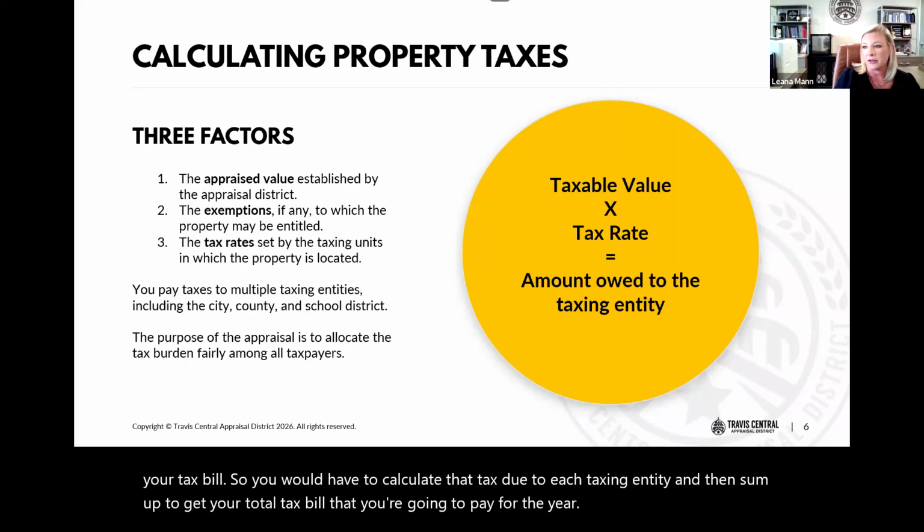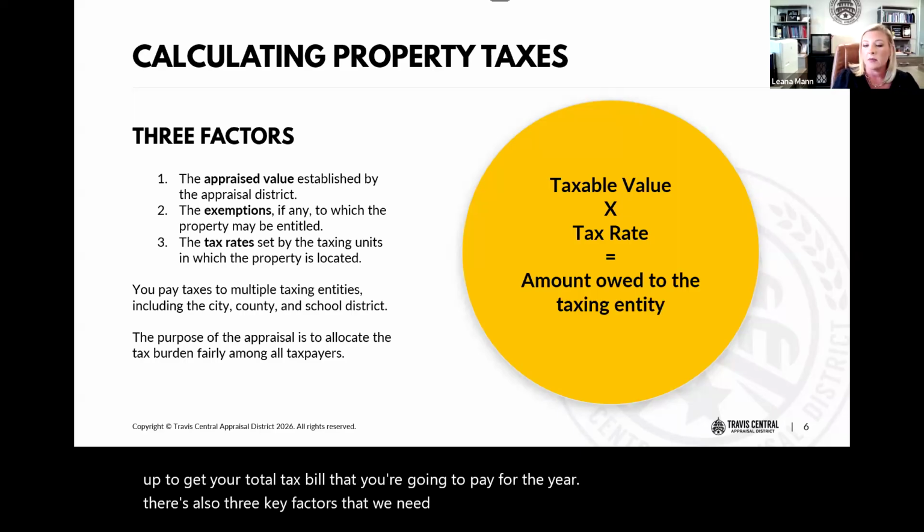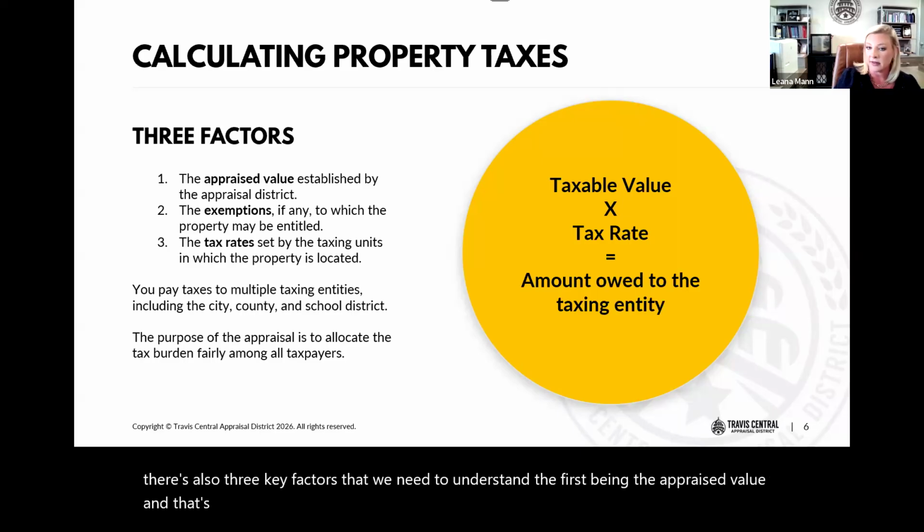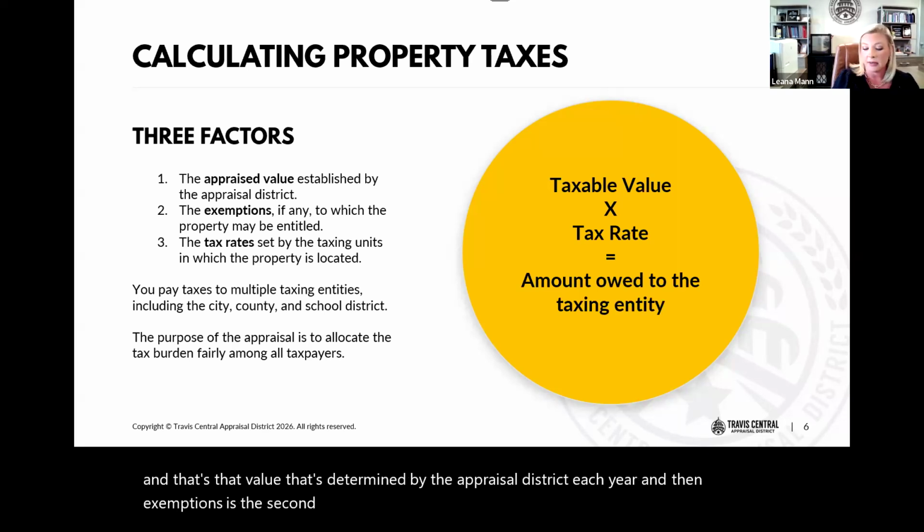There's also three key factors that we need to understand. The first being the appraised value, and that's that value that's determined by the appraisal district each year. And then exemptions is the second term. And exemptions can be things that the property owner is entitled to or the property itself.